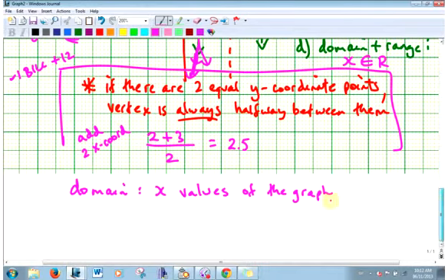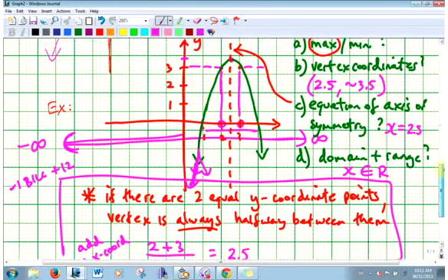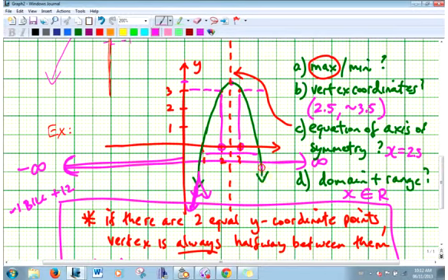Range, domain's x values, range is the y values. You have to memorize that, right? Most of us have it from grade 10, but hey, maybe we lost it. Maybe we never got it. I don't know. Okay? What are the y values of this graph? From this point down, is there any y value this arrowhead won't get to? No. Okay? Negative infinity, it goes down to.